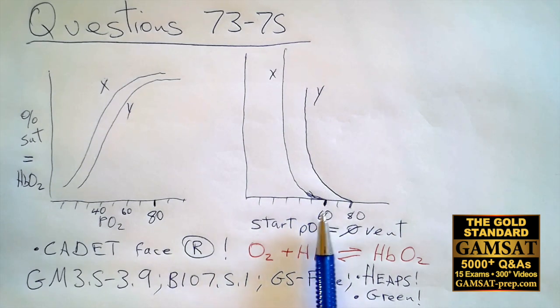So answer choice A is incorrect. Answer choice B, at a PO2 of 60, neither bird has an increased ventilation volume, but we've just established already that Y has an increase in ventilation volume of 25%.